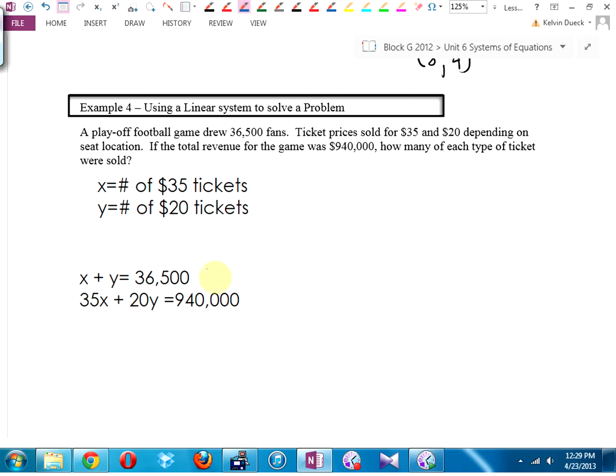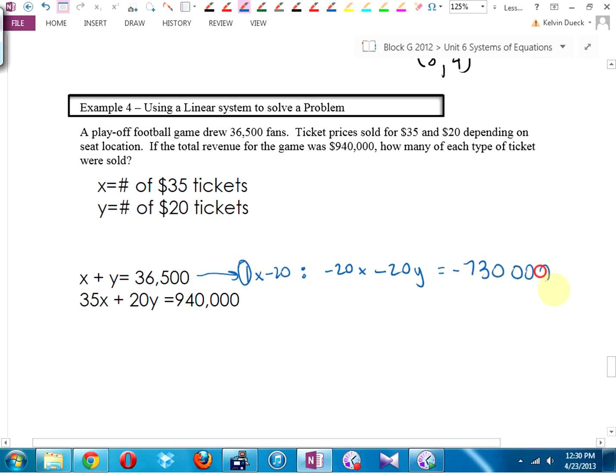So now I'll start handwriting. Let's go 1 times negative 20. That's going to give me negative 20x minus 20y equals, can someone go negative 20 times 36,500? I have no idea what that is. Underneath that, let's write 35x plus 20y equals 940,000. Add.